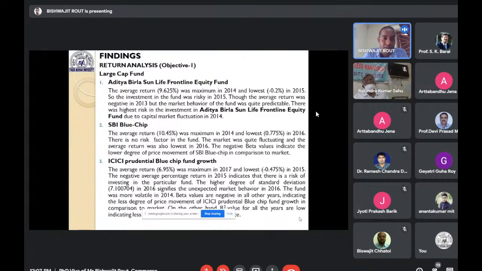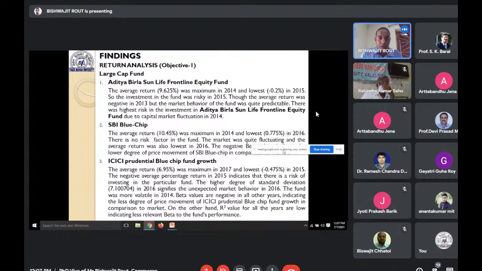The fund was more volatile in 2014. Beta values are negative in other years, indicating the less degree of price movement of ICICI Prudential Blue Chip Fund growth in comparison to market. On the other hand, R-squared value for all the years are low, indicating less relevant beta to the fund performance.